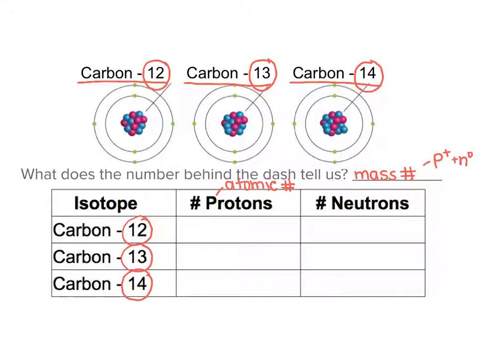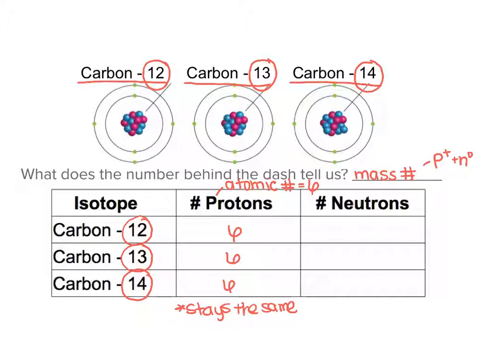Carbon is atomic number 6. It's right up at the top, second row, right next to boron. So if it's atomic number 6, that means it has 6 protons. Carbon is only on the periodic table once, so whether it's carbon 12, carbon 13, or carbon 14, all of those are atomic number 6, which means each of these has 6 protons. The number of protons stays the same.